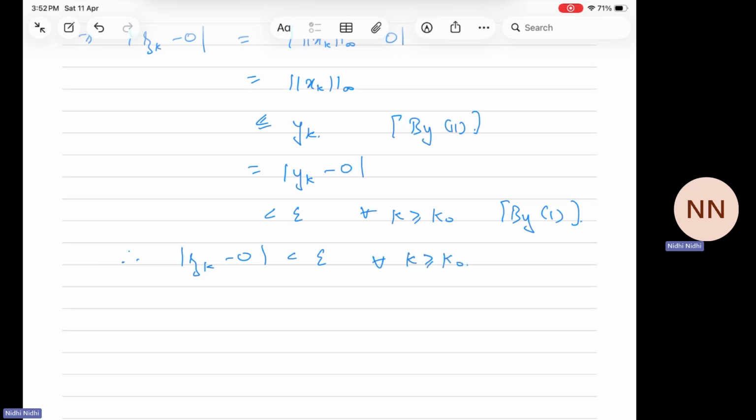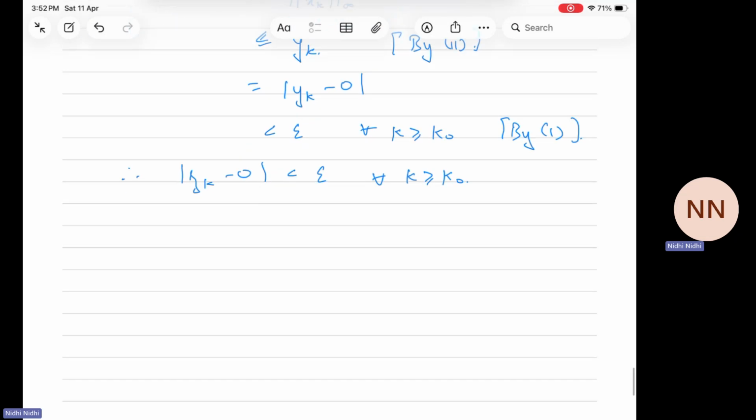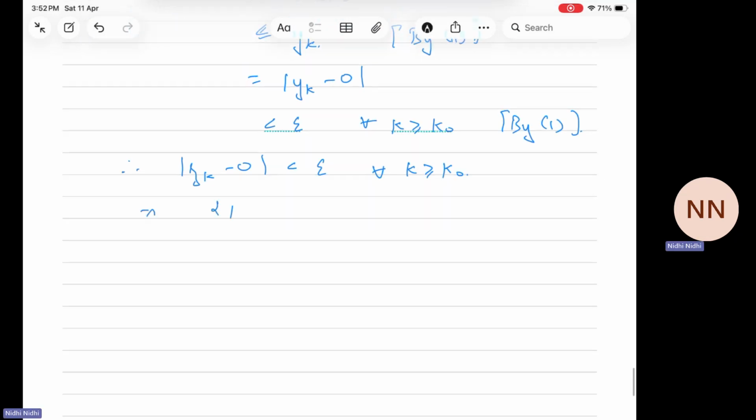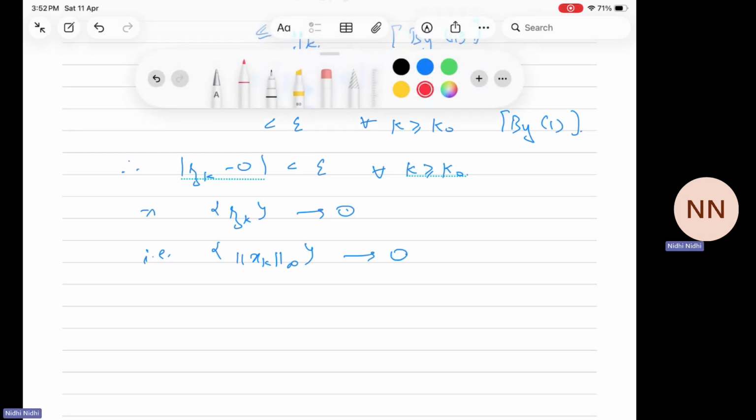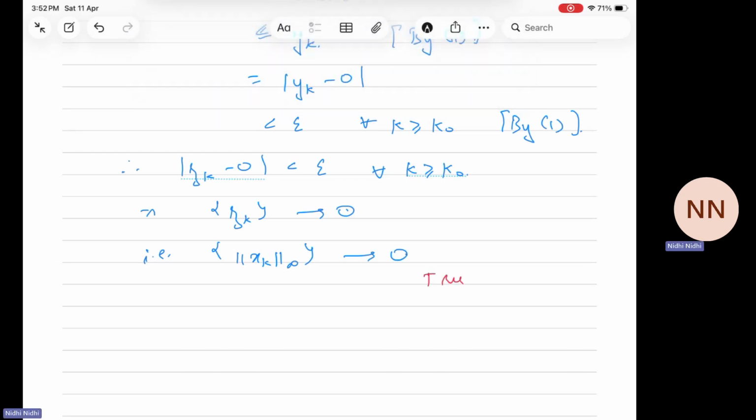And hence, by the definition of limit, the sequence zk converges to 0. That is, the sup norm of xk converges to 0. That was what was asked. So therefore, the given statement is true.